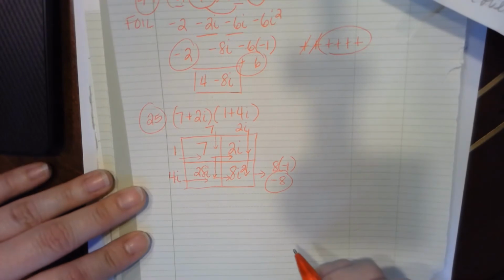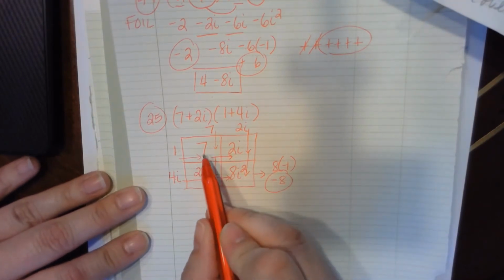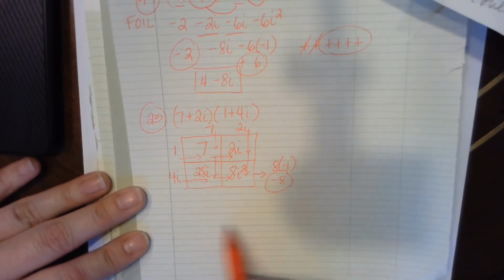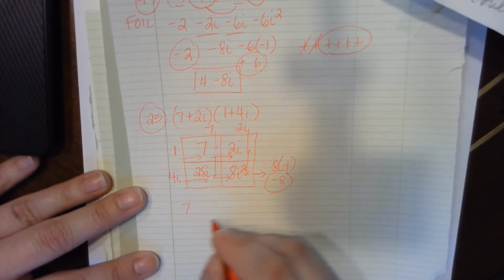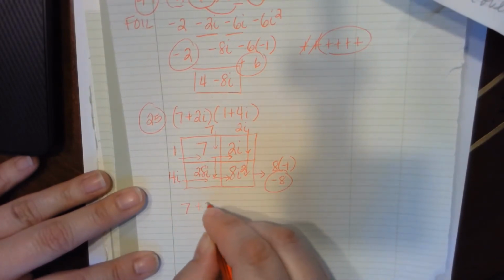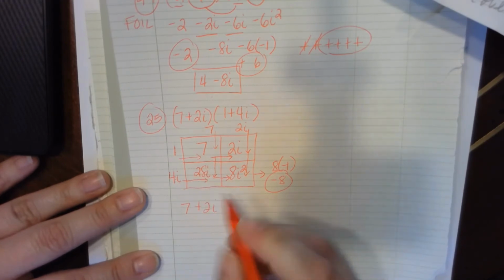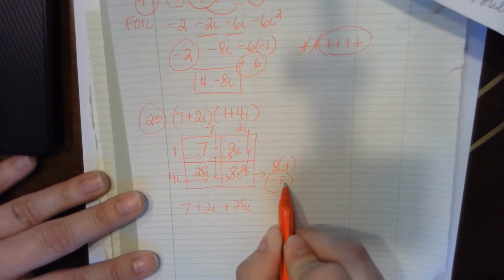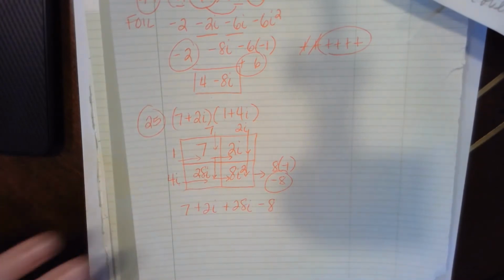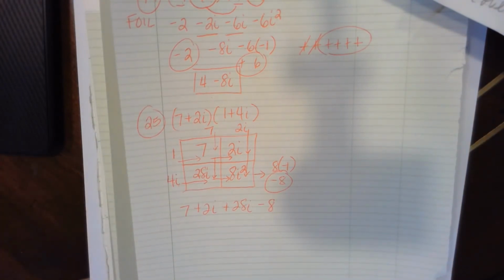Okay, at this point, I'm just going to go in order. I'm going to go 1, 2, 3, 4, and I'm going to write them out as a new equation. So I'll take 7 first, plus 2i, plus 28i, and minus 8. Okay, at this point, we end up kind of like we would have with FOIL, okay?